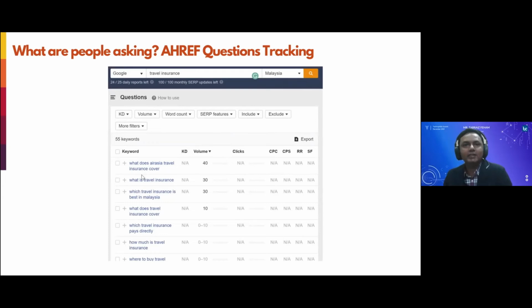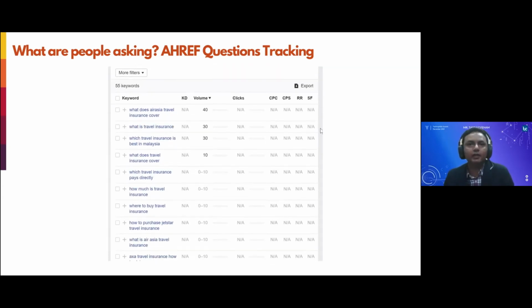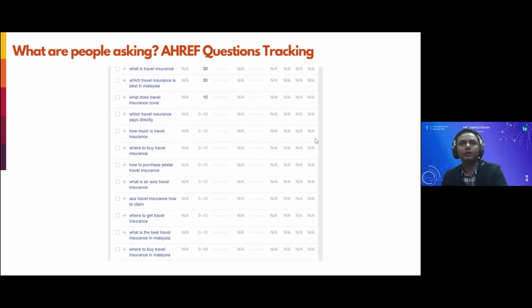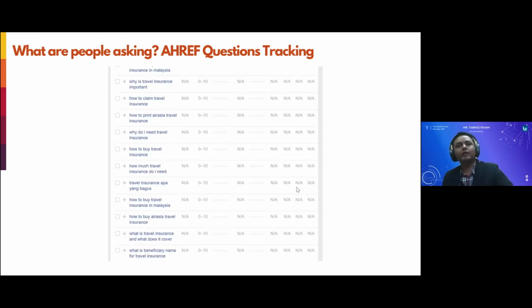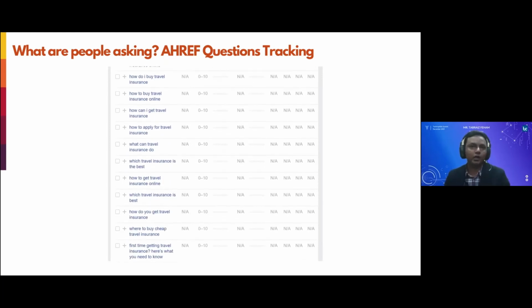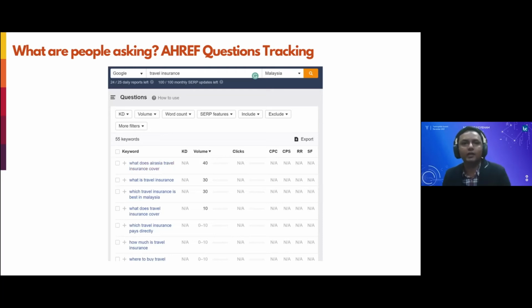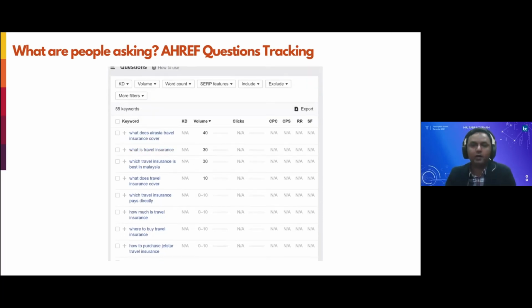And then Ahref has this ability that you can ask questions as well. When you enter a particular keyword, you can know what exactly people are asking. So it is aggregating the questions from Bing, from Quora, from Google. It is combining it all and giving it in a single interface. So that is again a very powerful tool for you.